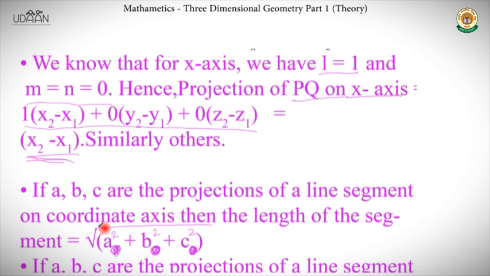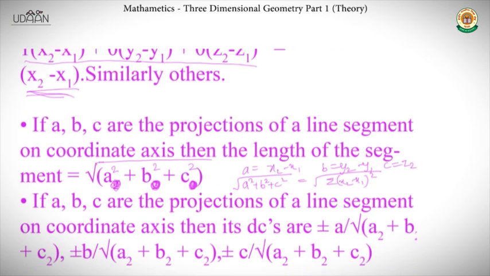So A, B, C are projections of the line segment, that is A is x2 minus x1 as we saw just now, B is y2 minus y1 and C is z2 minus z1. So now the length of the line segment will be root of a square plus b square plus c square, which is root of summation x2 minus x1 whole square, which is simply the distance formula.